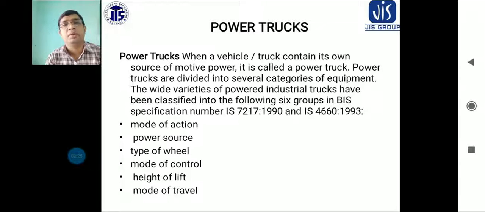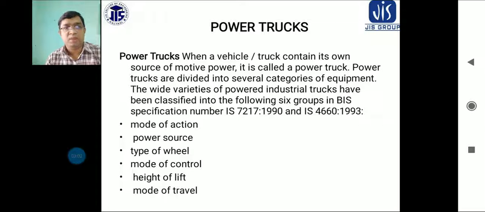That means the power will be electric, or diesel, or solar power, to move your vehicles. This is concentrated according to the mode of action and the source of power. Then the types of wheels, how many wheels there will be: two-wheel vehicles, and also three-wheel vehicles may be used for industrial trucks.